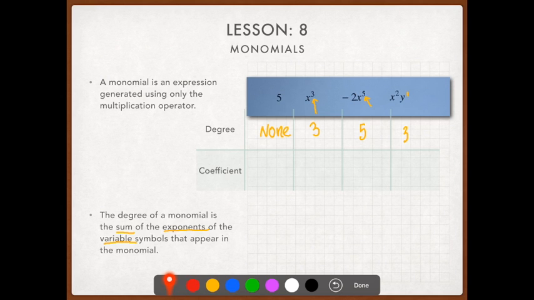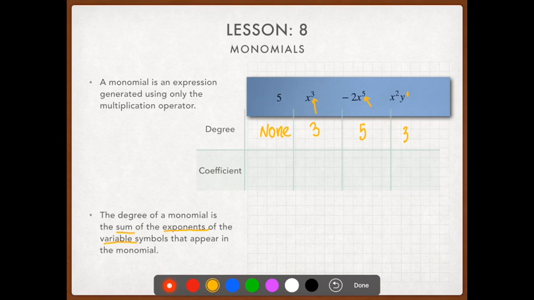Now, the other thing that we're going to be looking at when we look at monomials, other than the degree, is the coefficient. A lot of times monomials will have a coefficient, and the coefficient is just the number, the constant that we have, not the variables. Degree deals with exponents and variables. Coefficients deal just with numbers.